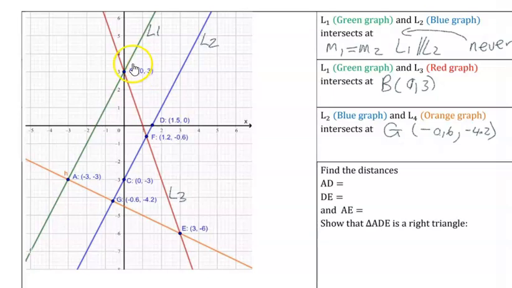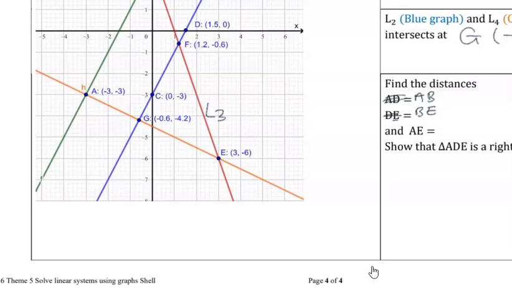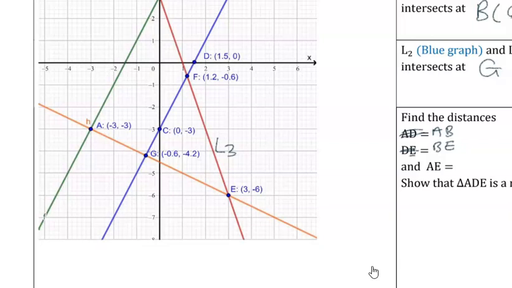For the distances here, I would rather look at this triangle ABE. So we want to work out the distance AB and BE and AE. So just change that to that, and then we see that we need the distance formula. I'm just going to move this a little bit up so that we have space to work it out. We will still be able to see the coordinates of A and B. So let us find the distance AB.